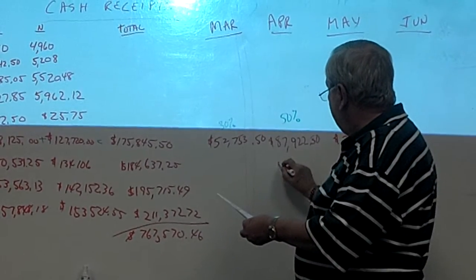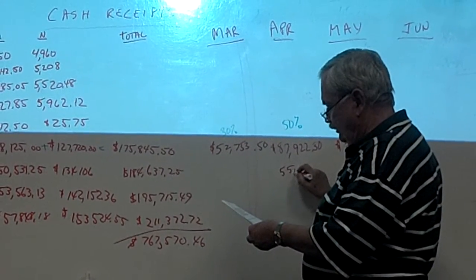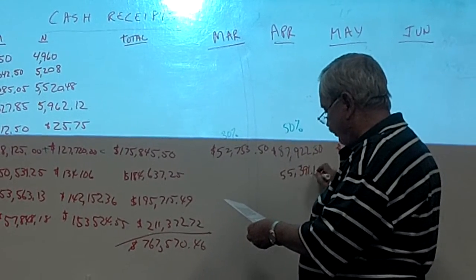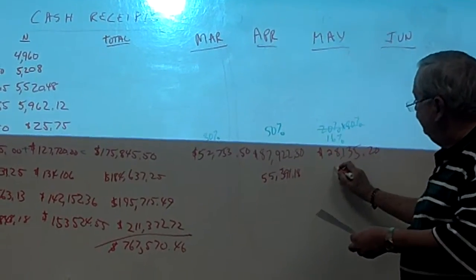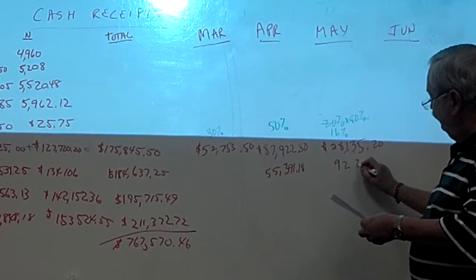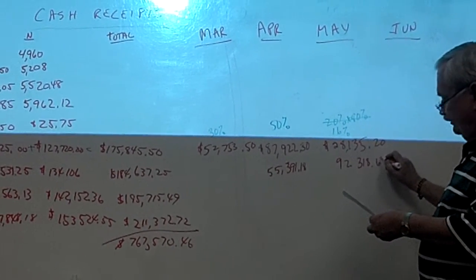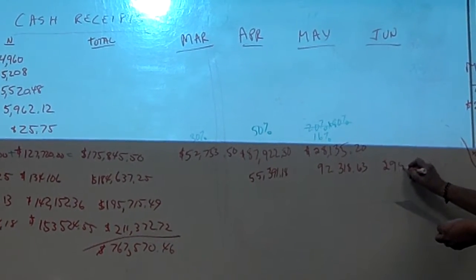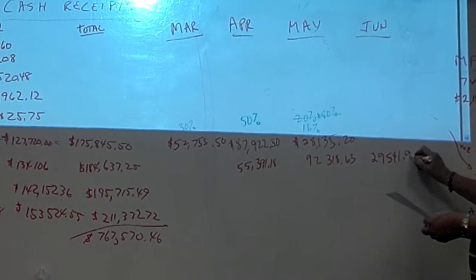which is 55, 39118, 92, 318, 63, and 29, 54196.